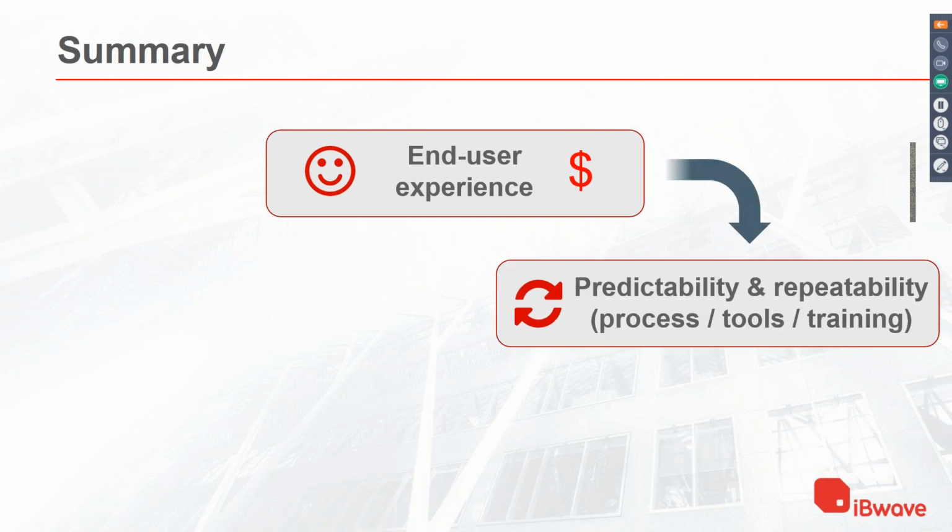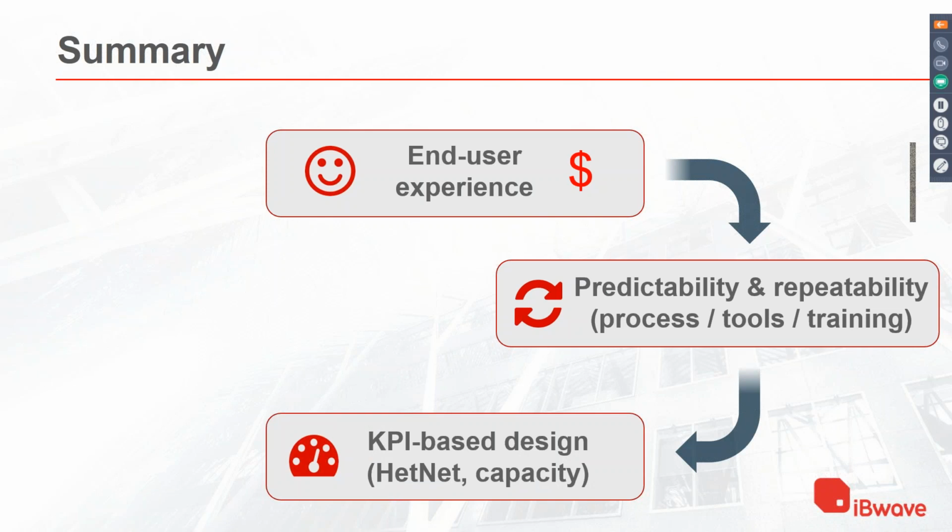Then next, we need to plan, design, and deploy a network so that the defined end user experience is predictable and repeatable. And so for that, we've got to make sure we have the right process, tools, and training in place to do so. And then we focused after that a little bit more on the survey and design portions. And so now we're going to do a design which is really KPI based, but with KPIs that are as much as possible tied to the end user experience.